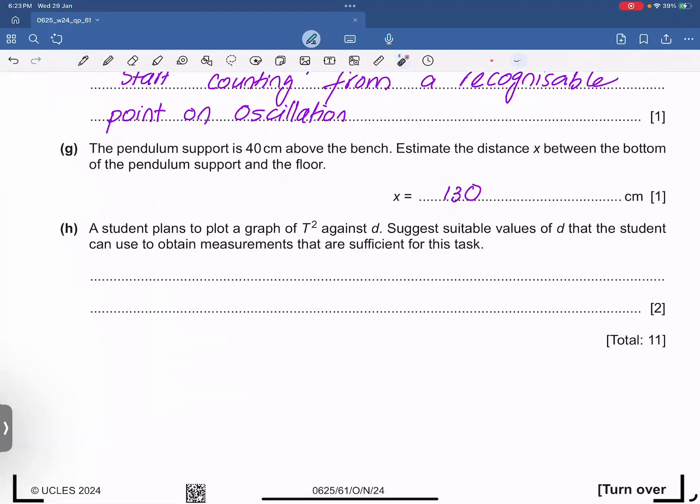A student plans to plot a graph of t square against d. Suggest suitable values of d, which is the distance, as we already talked about, from the ground, that the student can use to obtain sufficient measurements. So suitable values of distance. Whenever you want to make a plot, there should be at least 5 values. Please make sure this distance d should not exceed the height you wrote, like this distance should be less than 130, because 130 is the maximum height.